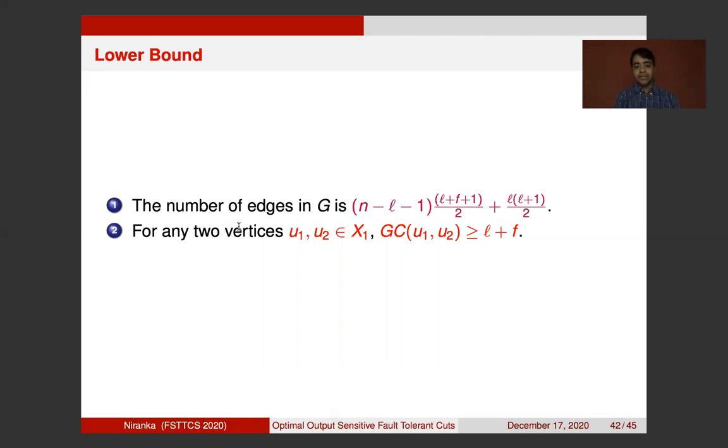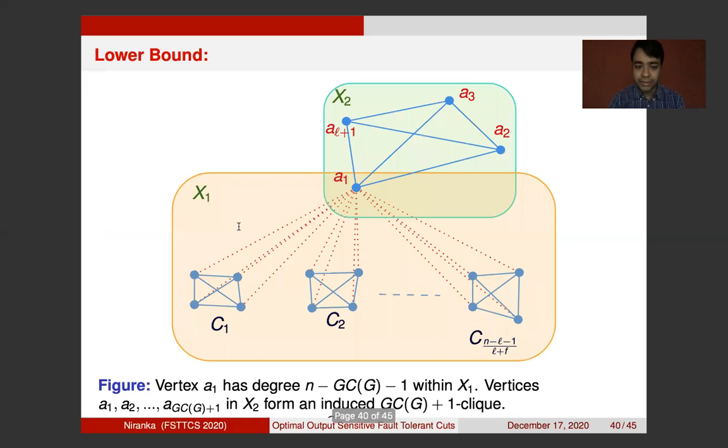Now, crucially, this is the property that we use to prove our lower bound. Take any two vertices u1 and u2 in X1. There are at least L plus f edge disjoint paths between any two such vertices. This is due to the construction. Each of these cliques is of size L plus f, and all of them are connected to A1.